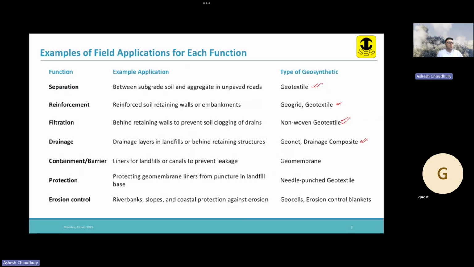Then containment or barrier: liners for landfills or canals to prevent leakage. For that, always use a geomembrane.